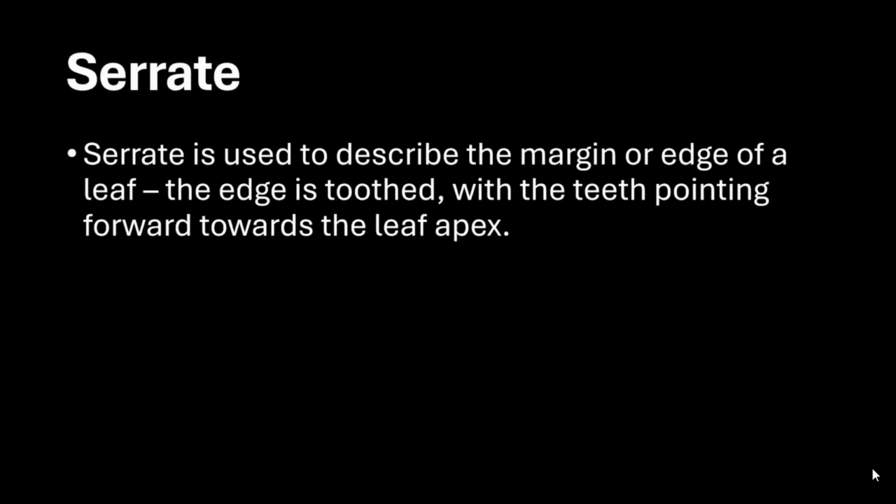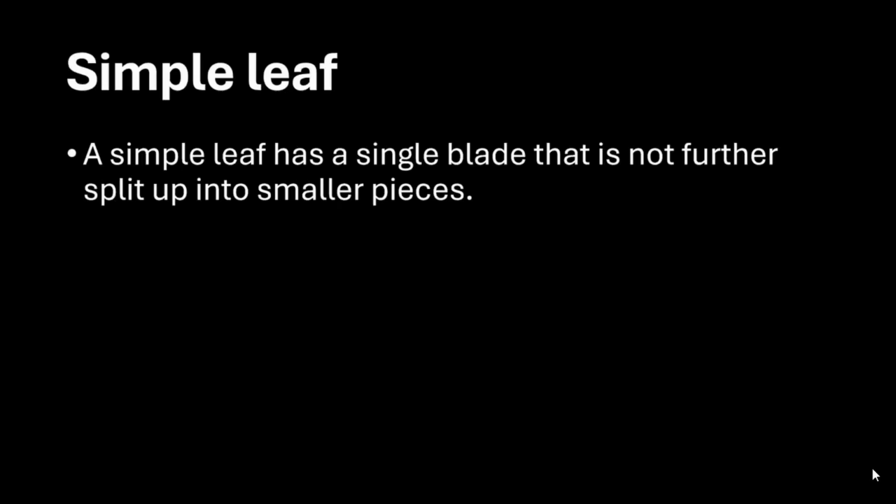Serrate. Serrate is used to describe the margin or the edge of a leaf. A serrated edge is toothed, with the teeth pointing forward towards the leaf apex. Simple leaf. A simple leaf has a single blade that is not split up further into smaller pieces.